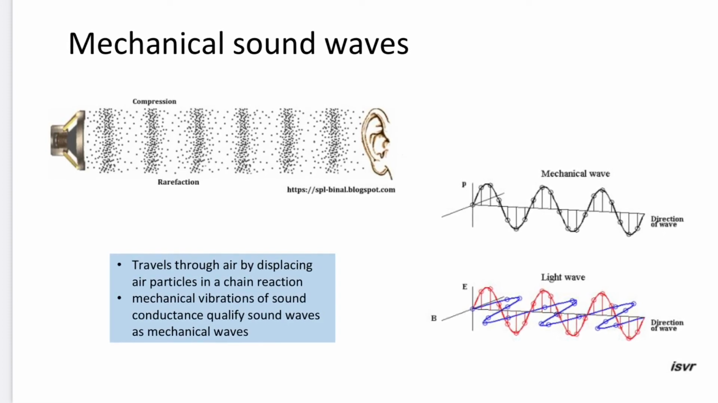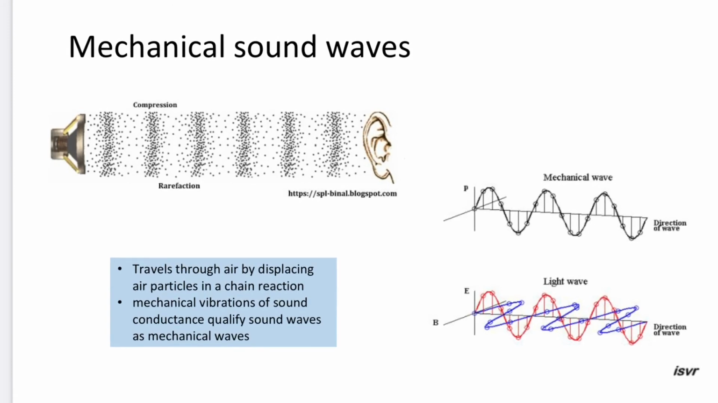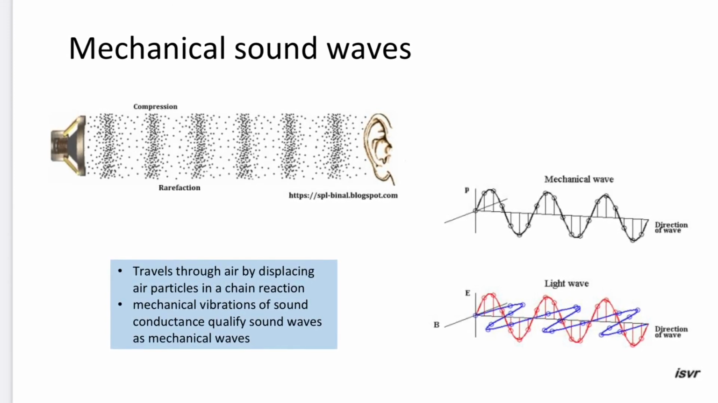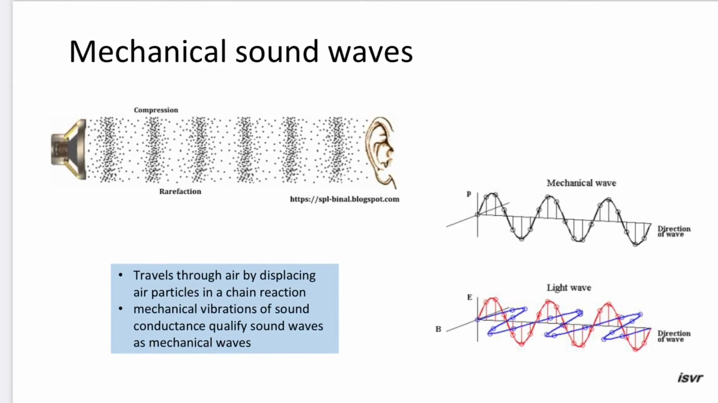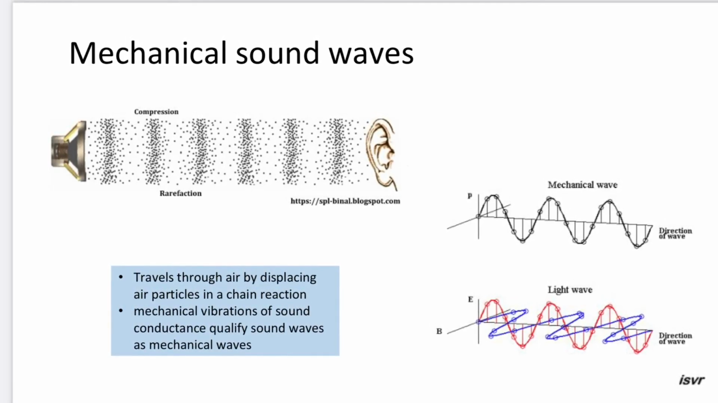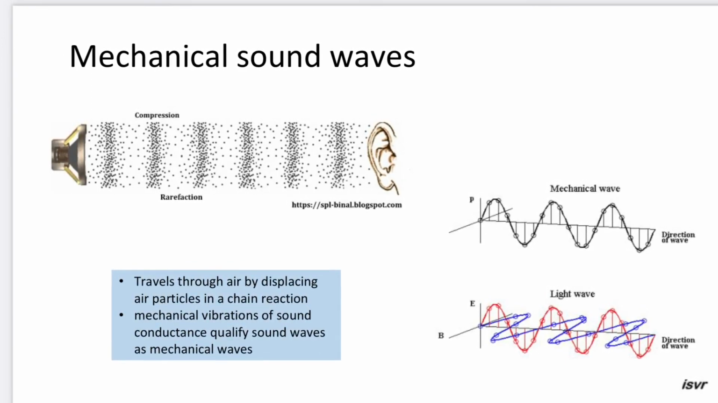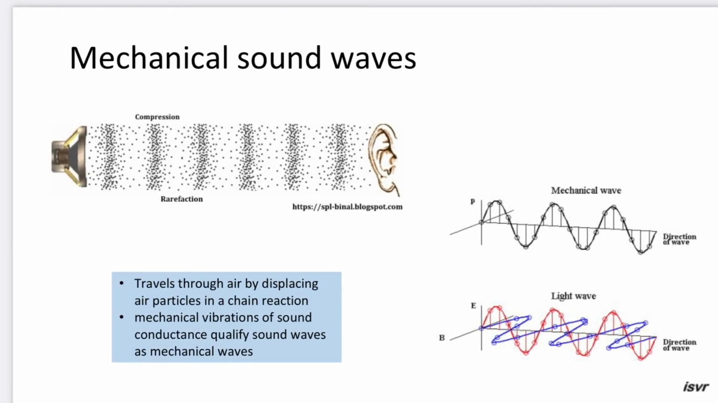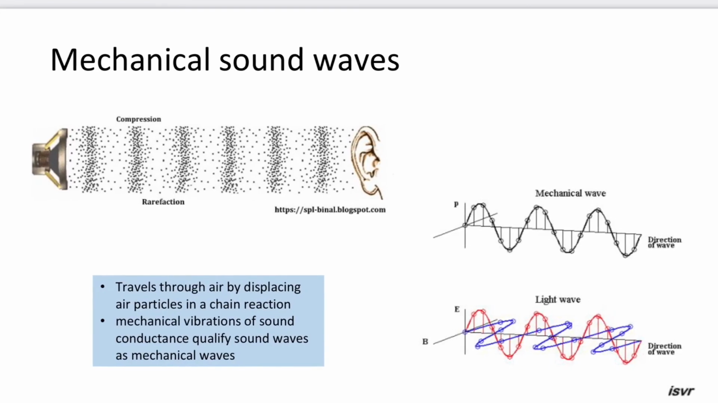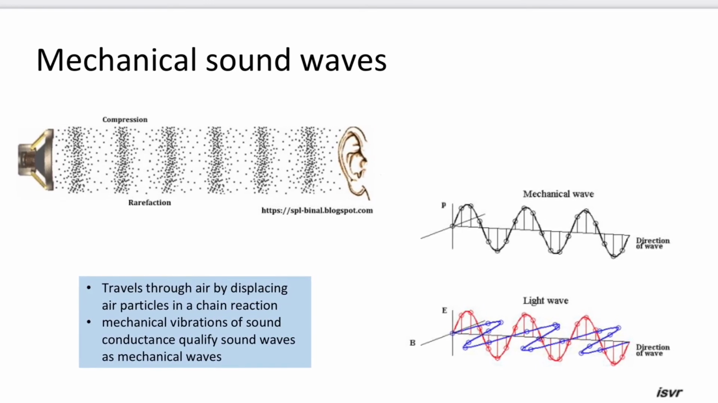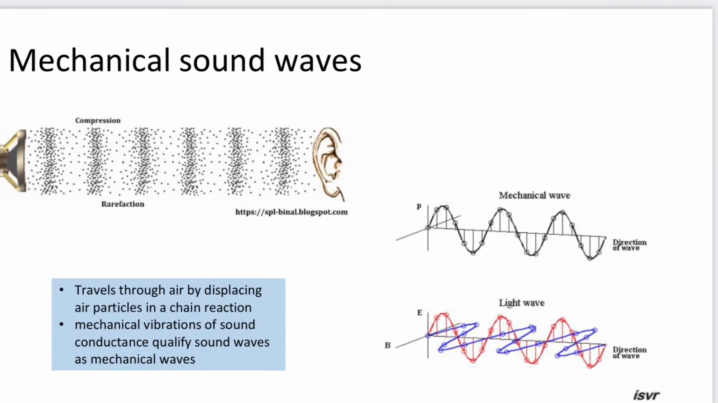As one particle is displaced from its equilibrium position, it pushes or pulls on neighboring molecules, causing them to be displaced from their equilibrium. As particles continue to displace one another with mechanical vibrations, the disturbance is transported throughout the medium. These particle-to-particle mechanical vibrations of sound conductance qualify sound waves as mechanical energy, or energy associated with the vibrations created by a vibrating source that requires a medium to travel, which makes sound energy a mechanical wave.